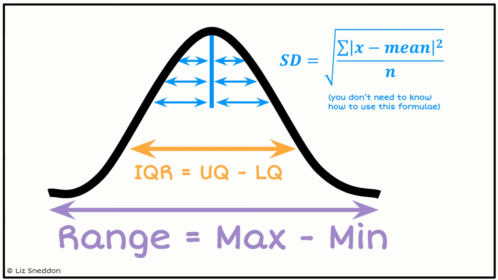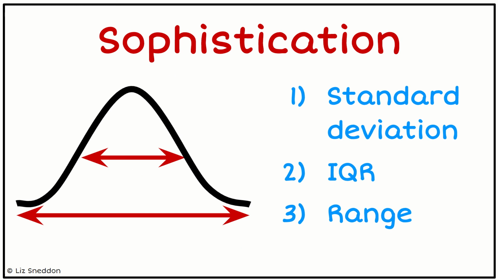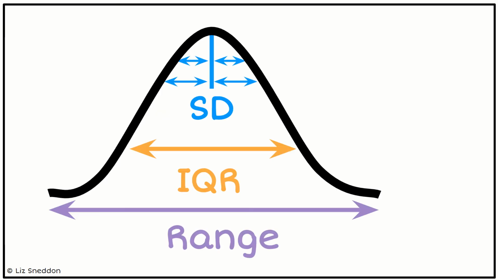Equally, our range, maximum minus minimum, is going to be affected if we have any outliers. So in terms of sophistication, the standard deviation is the most sophisticated, then the interquartile range, then the range. So that's the order of preference that we would have. If I've got a normal distribution, all three of them do a good job of giving us an idea of how spread out the data is. And the most sophisticated one would be the standard deviation.